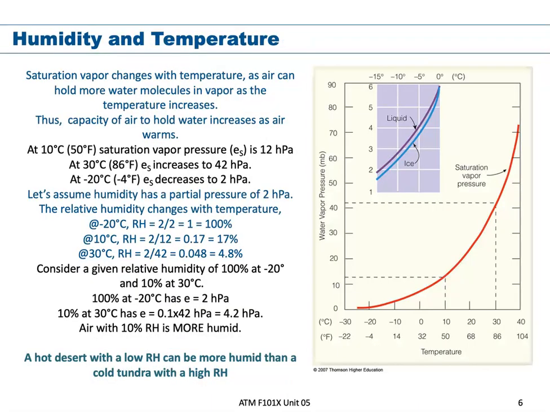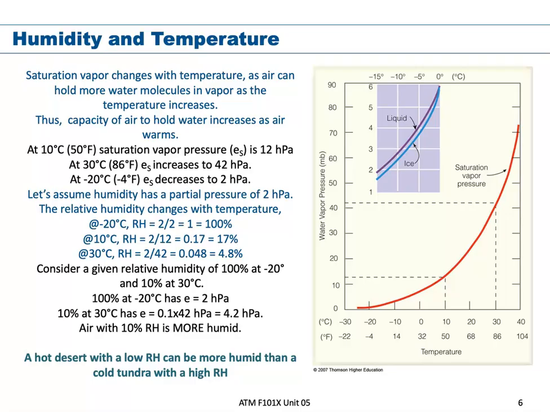Saturation vapor pressure changes with temperature, as air can hold more water molecules in vapor as the temperature increases. This is because at higher temperatures, the water molecules are moving at faster speeds and are less likely to stick together when they collide and ricochet. Thus, the capacity of air to hold water increases as air warms.